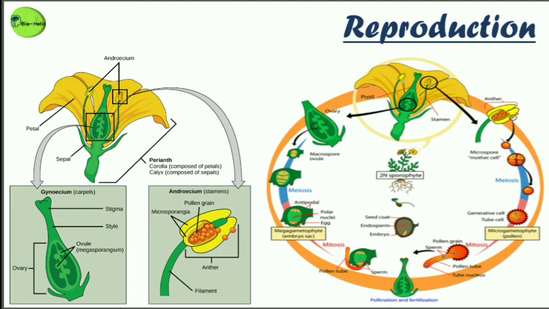Now the zygote develops into an embryo and the PEN develops into endosperm, which provides nourishment to the developing embryo. Next, the synergids and antipodals degenerate after fertilization, and during these events the ovules develop into seeds and ovaries develop into fruit.